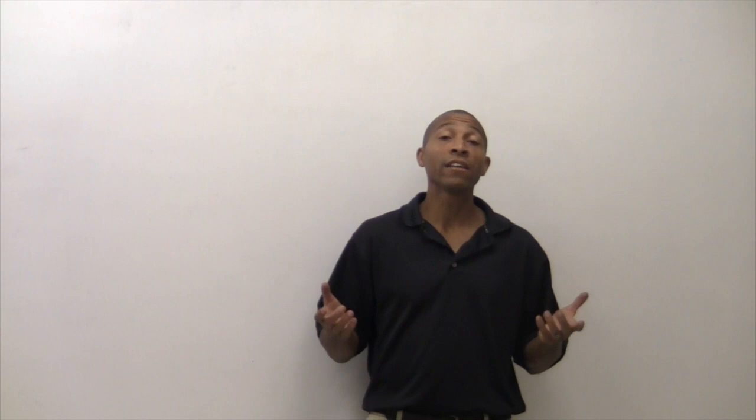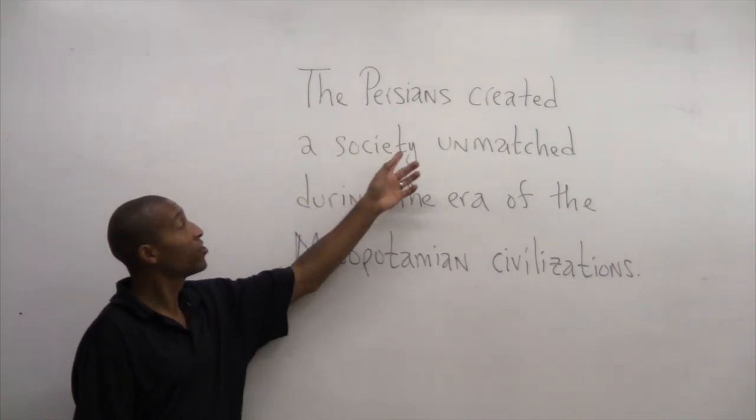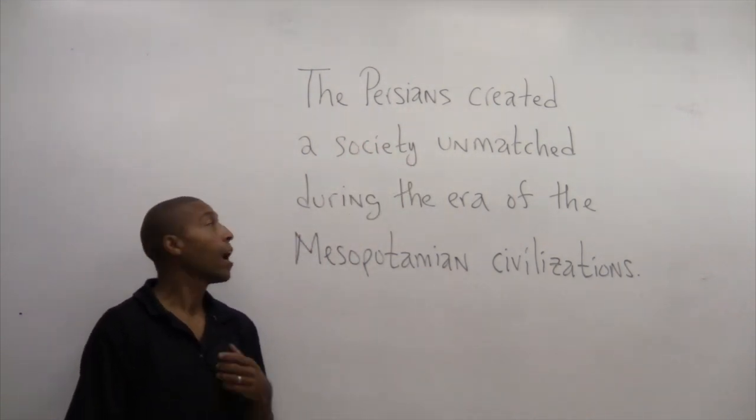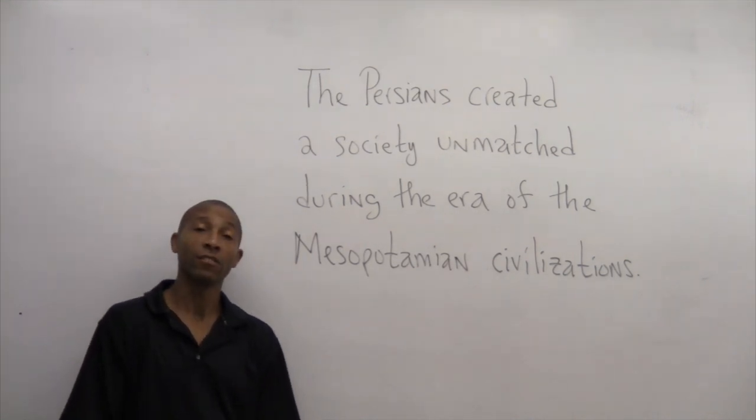The final step in writing a strong conclusion sentence is to include information that connects to a broader theme. For many of you, this will be a new skill, and one that we're going to go over now so that you have some examples on how to approach this. So, looking back at our conclusion sentence, the Persians created a society unmatched during the era of the Mesopotamian civilizations.